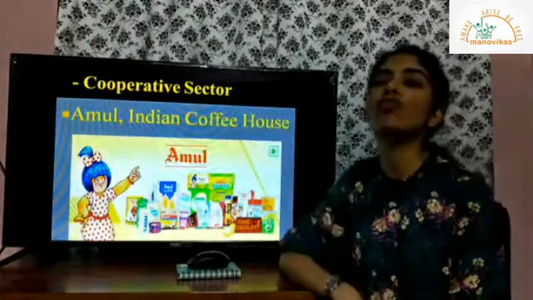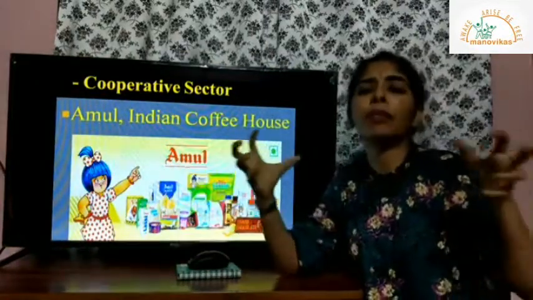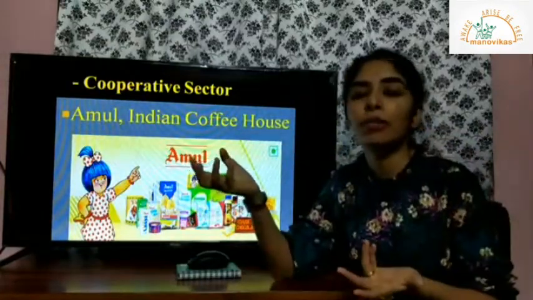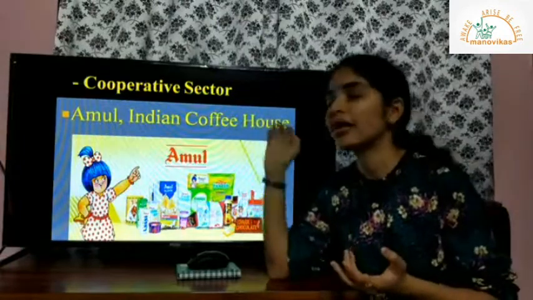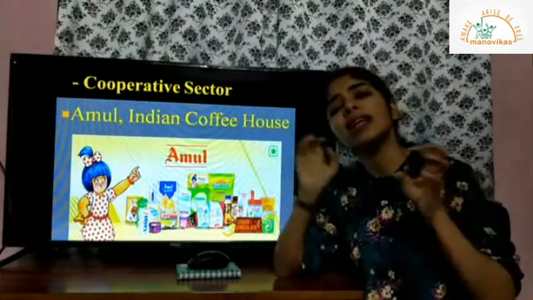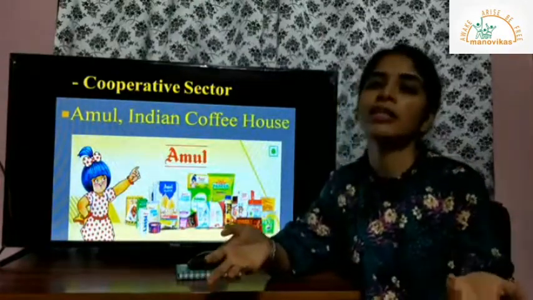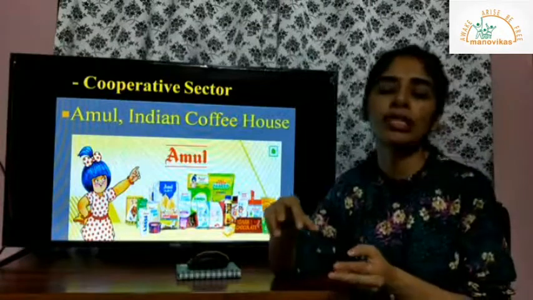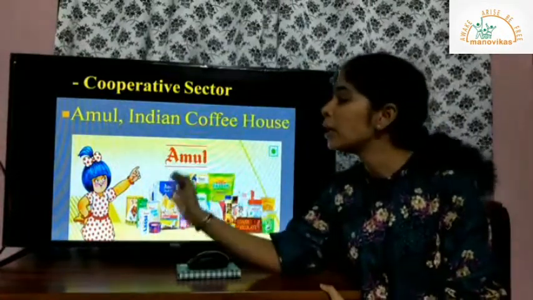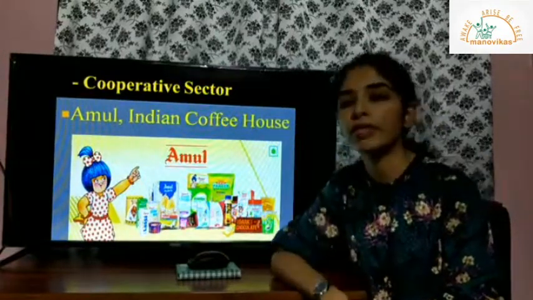And then we have the cooperative sector. Here, many people come together, they form a group and establish an industry that is referred to as a cooperative sector. And these are the people who also provide the raw material. These are the same people who process the raw material and sell them in the market. Okay, for example, the Amul industry of India is a cooperative sector.